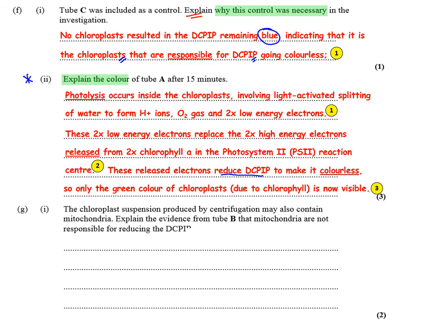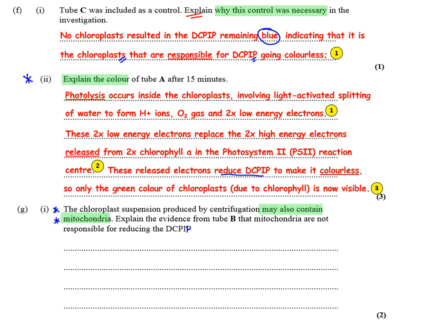Now if we look at question G at the bottom, it says the chloroplast suspension produced by centrifugation may also contain mitochondria. So they're saying that the chloroplast suspension that was added to each tube may also have mitochondria within that suspension as well. Then it says, explain the evidence from tube B that mitochondria are not responsible for reducing DCPIP.